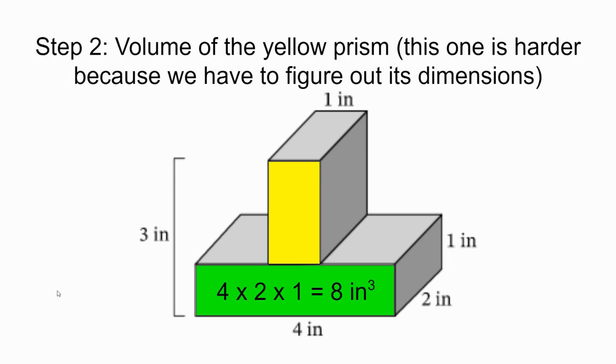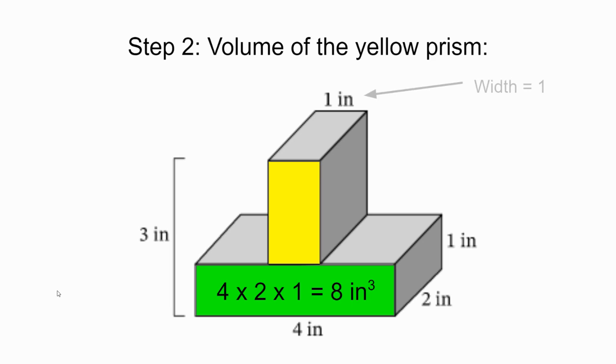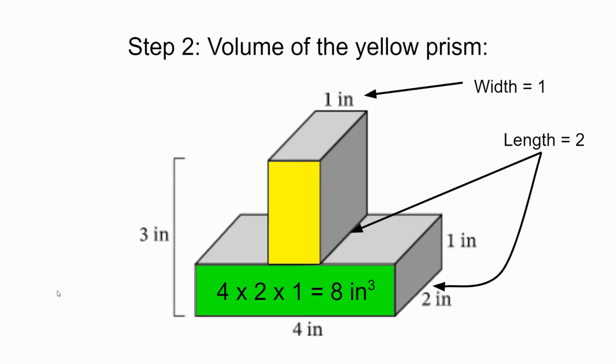Next step is to get the volume of the yellow prism, and this one is harder because we have to figure out its dimensions. It doesn't give us all of the dimensions. So let's talk about the easiest dimensions first. For the yellow one, we've got a width. It's right there. The width is 1. This next dimension is going to be 2. And you notice it's equal to the green one. The reason I'm calling it the length on this one is because length is the longest side, width is the shortest side. So the width is 1, the length is 2.